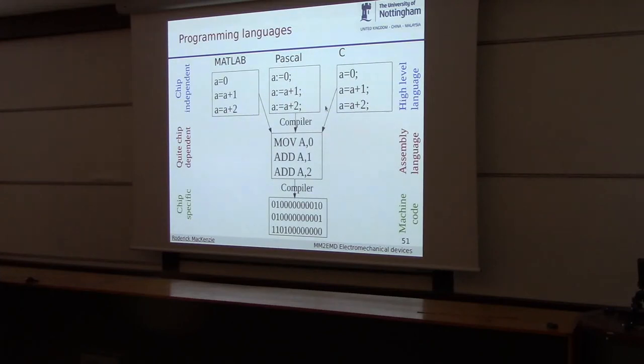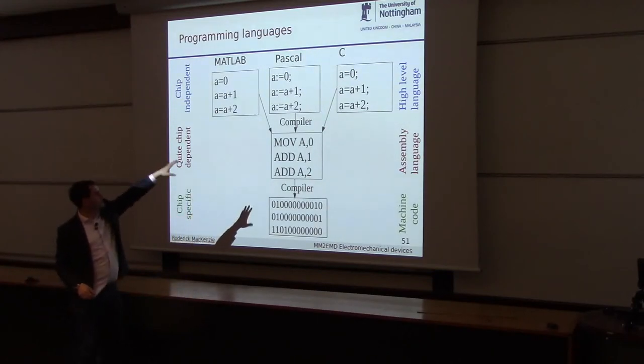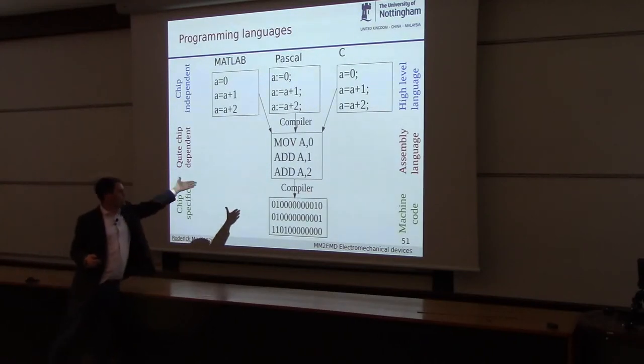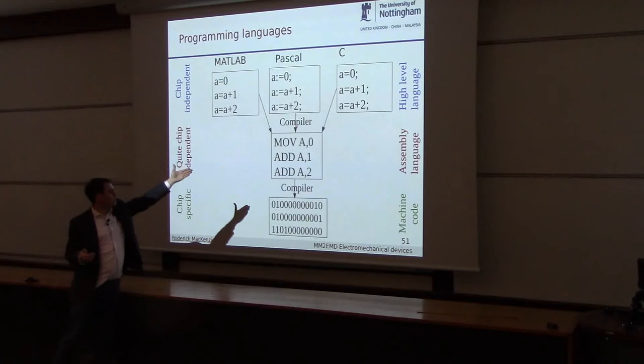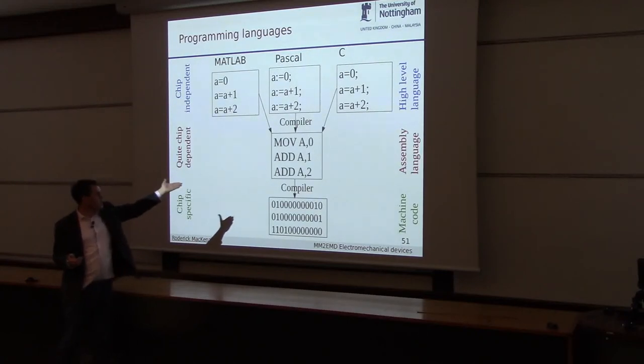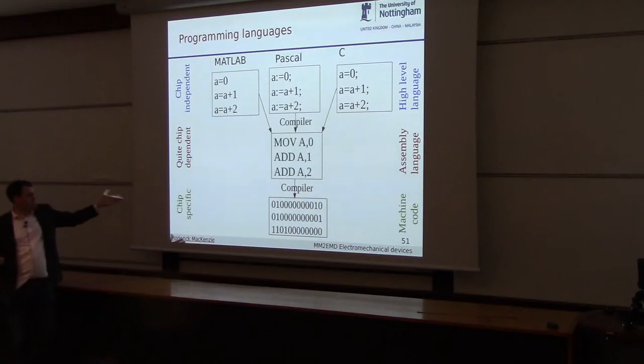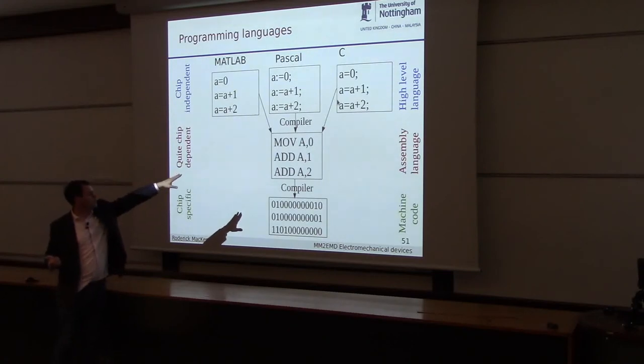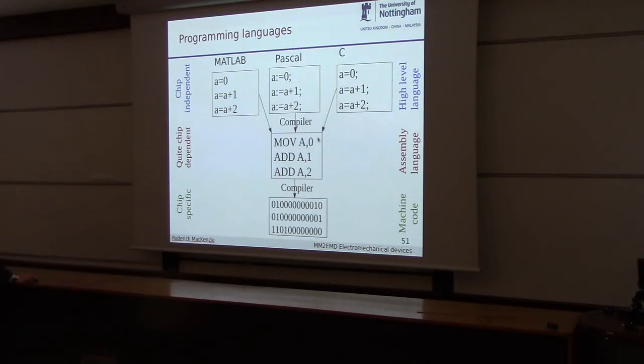Here's another picture to simplify it. Whatever language you program in, whether it's MATLAB, C, Python, whatever, it's broken down into machine code or assembly instructions: move 0 to A, add 1 to A, add 2 to A. And then the computer interprets that as some type of binary number. So if we wanted to move 0 into A, we'd send the computer this. Any questions so far? This is about as hard as it gets. Anybody confused? Happy to run over stuff again.